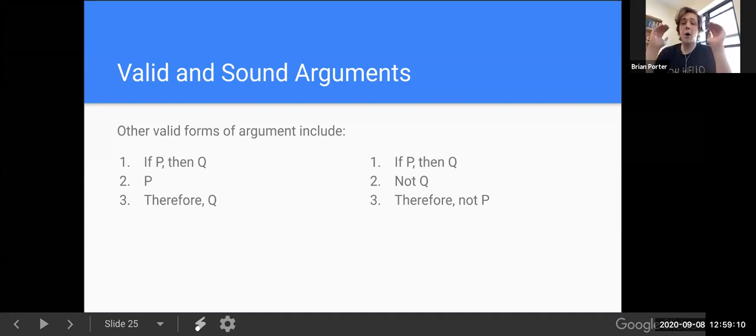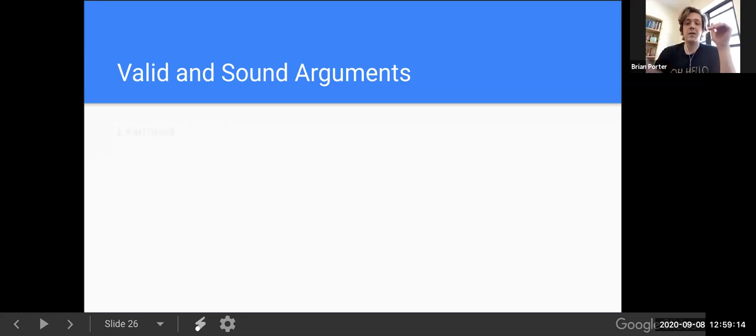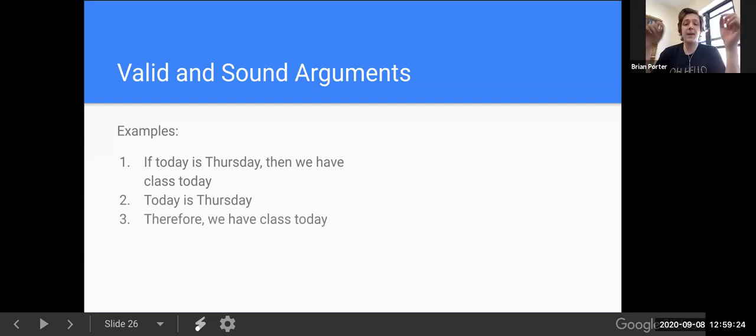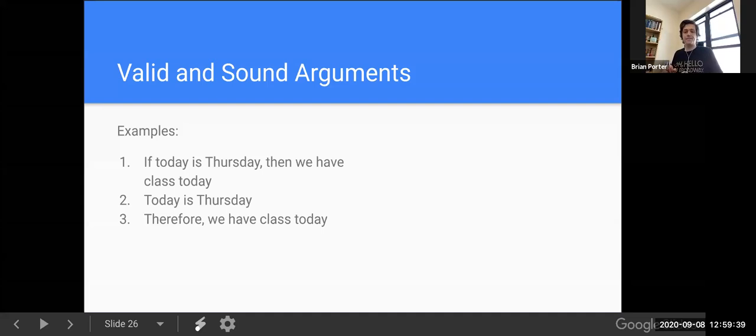But the argument will be valid whether or not the premises are true. So here are some more examples. If today is Thursday, then we have class today. Today is Thursday, therefore we have class today, right? That's an argument, and it's a valid argument because it has that modus ponens form: if P then Q, P, therefore Q. So P is "today is Thursday," and Q is "we have class today."